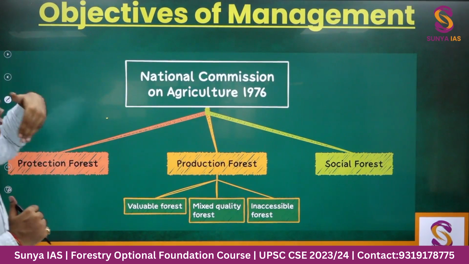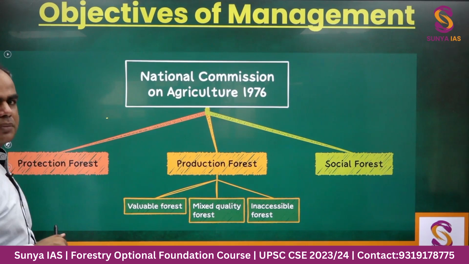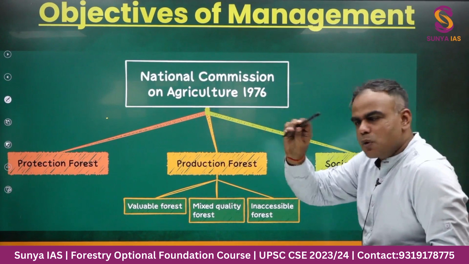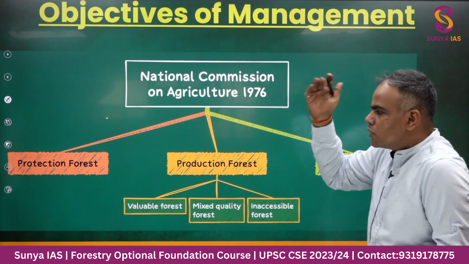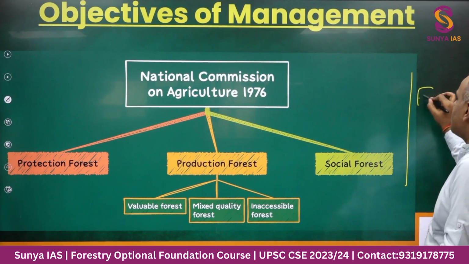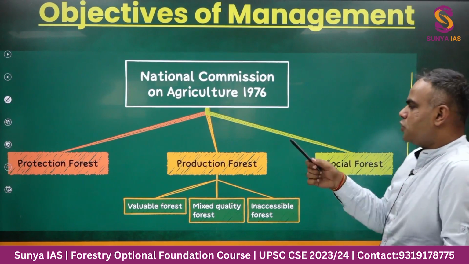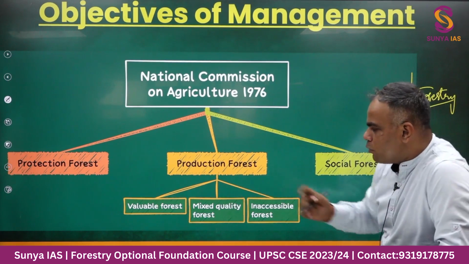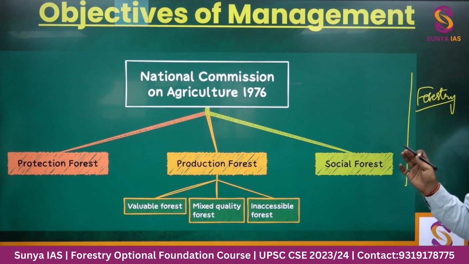Then you can also have objectives of management. Okay. For example, you have a National Commission on Agriculture. Okay. So this basically in 1976, it spoke about protection forest, we already know. Production forest, we already know. Social, we already know. So this is also the objective of management. So in your margins, please write down forestry. We have seen types of forestry, so this is similar. So you can also make that linkage. Okay, protection, production, social. Okay. In production, let's say you have valuable forests, you have mixed forests. Okay. Let's say you also have inaccessible and these kind of forests. So that can also be there. Okay.